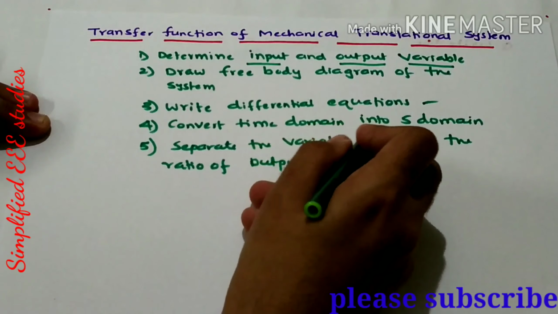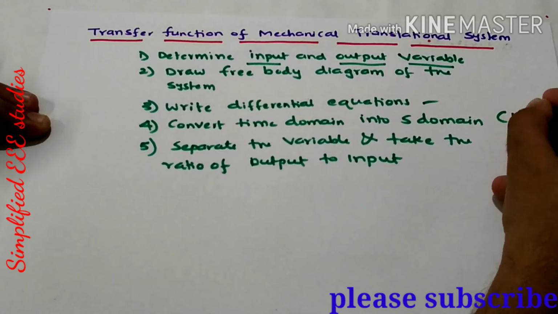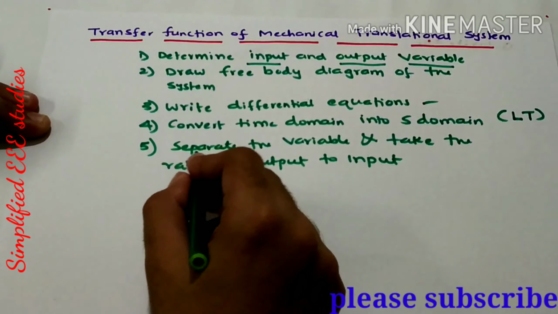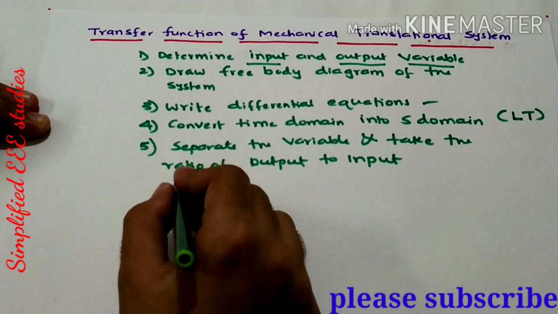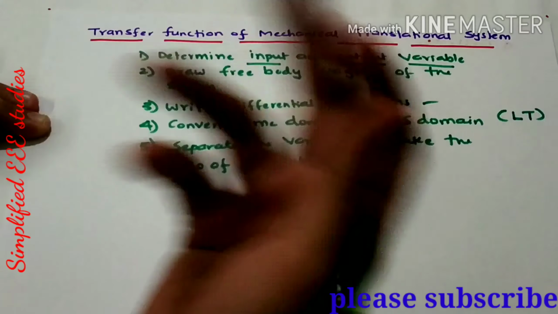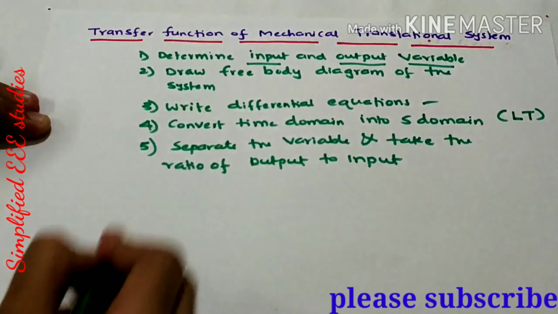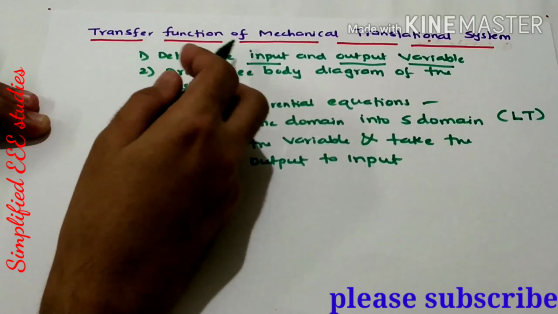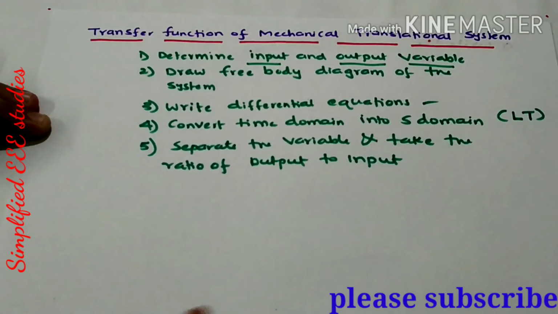Then convert the time domain into S domain by using Laplace transform. Then later on you have to separate the variable and then take the ratio of the Laplace transform of output to the Laplace transform of input. Then you are able to get the transfer function. So this is the method by which you can determine the transfer function of a mechanical translation system.